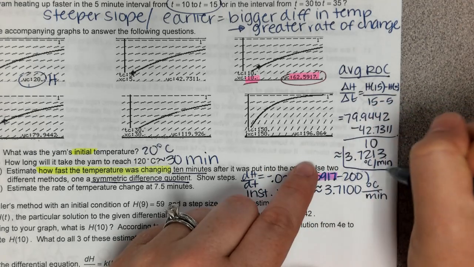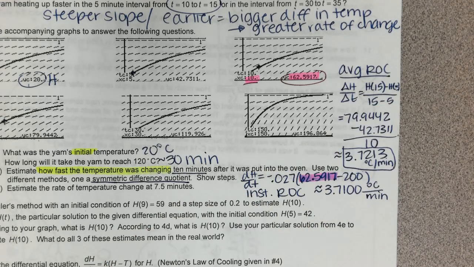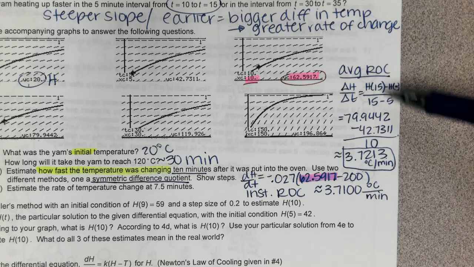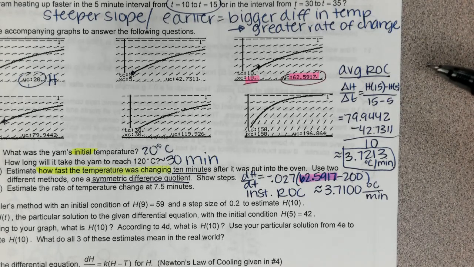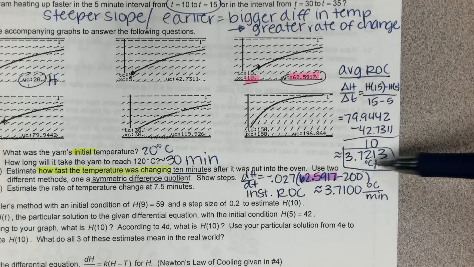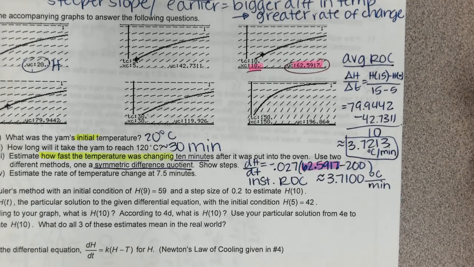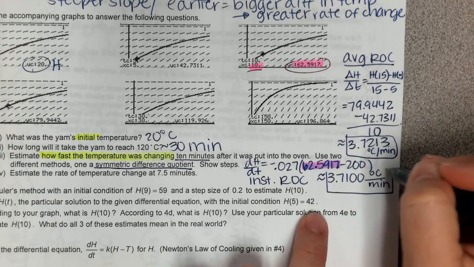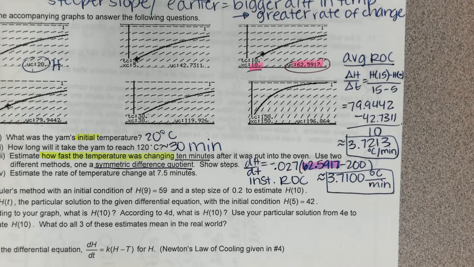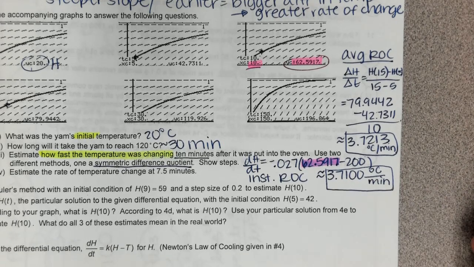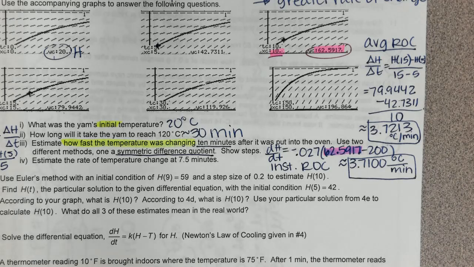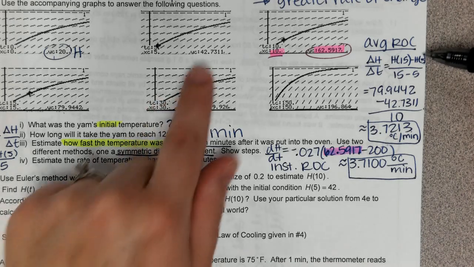So look how close these two rates are. Here with the average rate of change, I used a symmetric difference quotient, again a subtraction fraction. That's your slope formula. I got 3.72. They're very close. This was the instantaneous rate of change using the derivative, and I also got 3.71. So they were very close to each other. Where did the negative 42 come from? That's the temperature of the yam at 5.